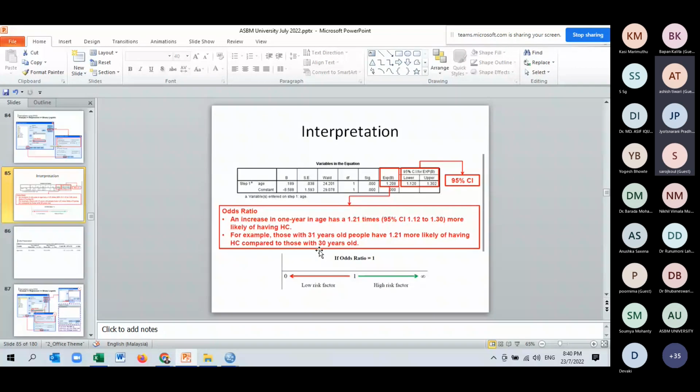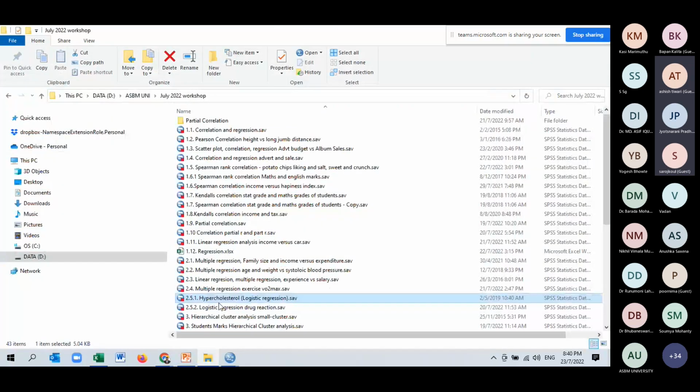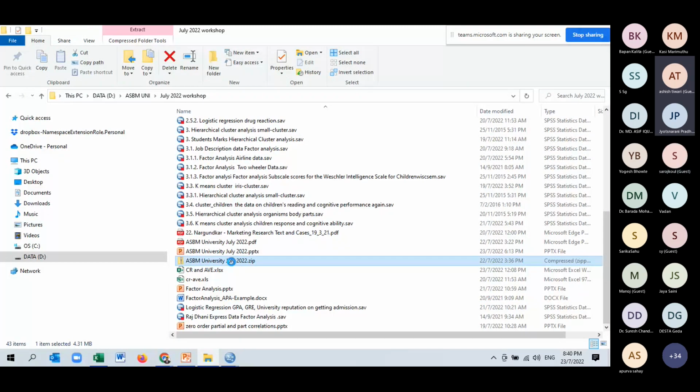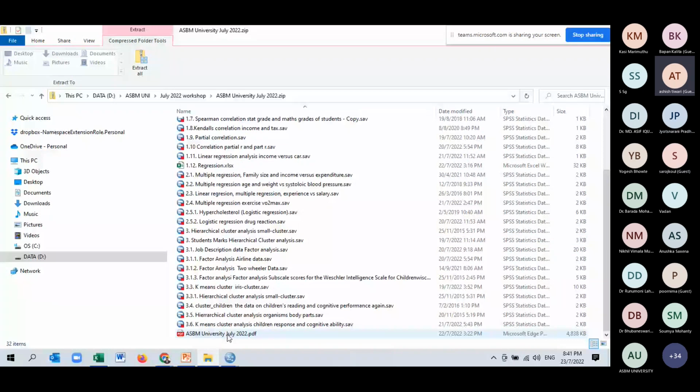Yesterday you said you would send the PDF of this class. Have you sent it or will you be sending? Already there, sir, in the folder. This is what I sent you, the folder. Oh, I did not see it. In that folder there is one PDF file, the last one, ASBM University July.